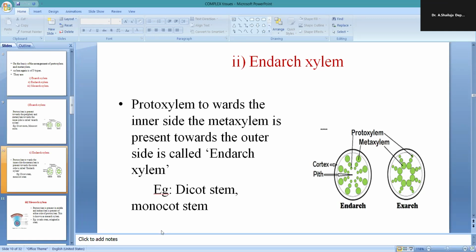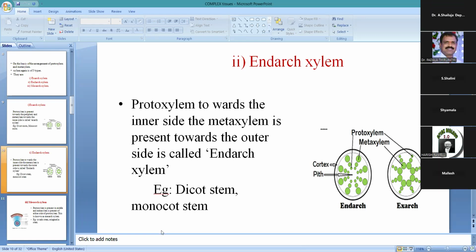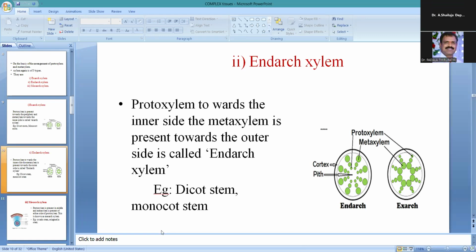Protoxylem towards the inner side and the metaxylem is present towards the outer side. See here, what is the difference between these two? You observe clearly once. So the protoxylem is towards the inner side and metaxylem is present towards the outer side. That is called endarch. Example for this, dicot stem and monocot stem. Endarch means protoxylem is on the inner side and metaxylem is on the outer side.